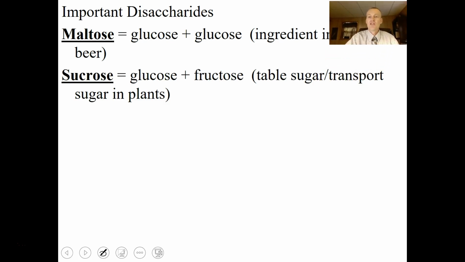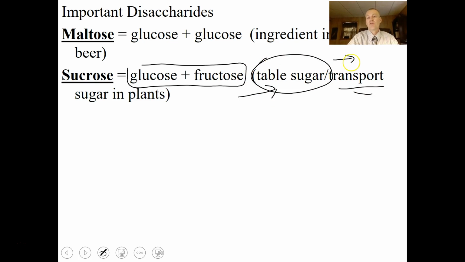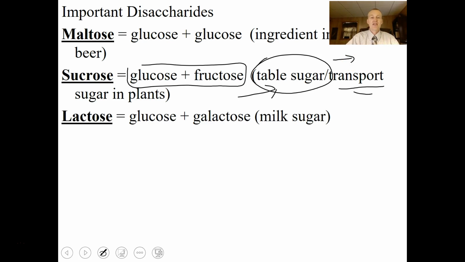Sucrose is going to be glucose plus fructose, and this is a table sugar, and it's a transport sugar in plants, but we eat it as table sugar. If you ever eat syrup or table sugar or sweetened with those kinds of things, you're eating sucrose. And then lactose is made from the combining of glucose and galactose, and this is the milk sugar that you enjoy when you drink milk.